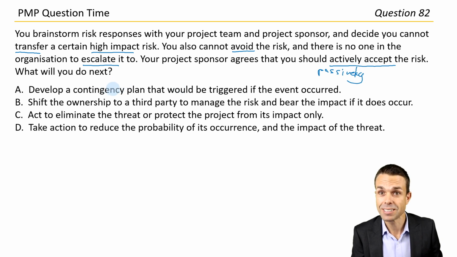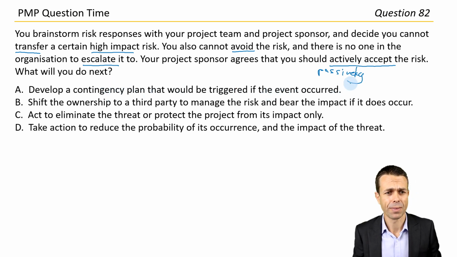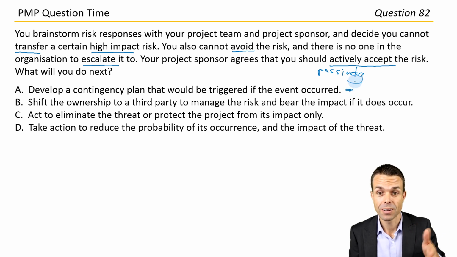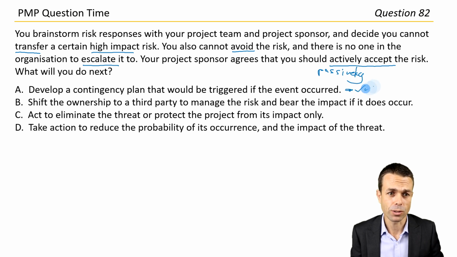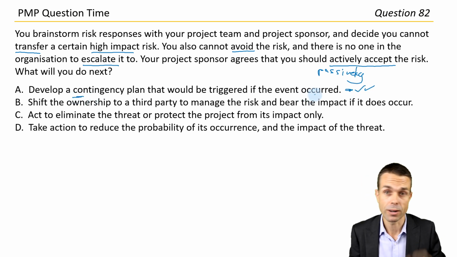Okay, develop a contingency plan that would be triggered if the event occurred. I think that actually sounds pretty good because it will still happen, but we'll be ready. We'll be actively accepting it, but we've got something ready if it does actually happen. That actually could be good. So we've got our contingency plan ready, and yes, it might happen, but we're ready if it does.